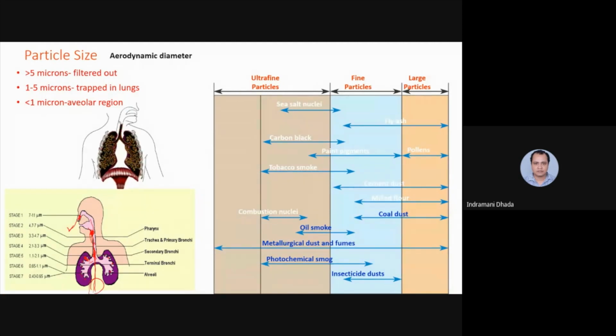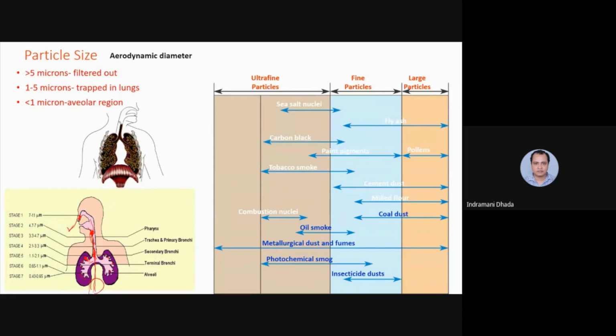PM 10 means particulate matter less than or equal to 10 micrometer. That means if a particle size is 1 micron, that also comes under PM 10. If it is 9 micron, that also comes under PM 10. It is the particulate matter range which is less than or equal to 10 micron. And PM 2.5 means particle range which is less than or equal to 2.5 micron. And PM 1 means particle range which is less than or equal to 1 micron.